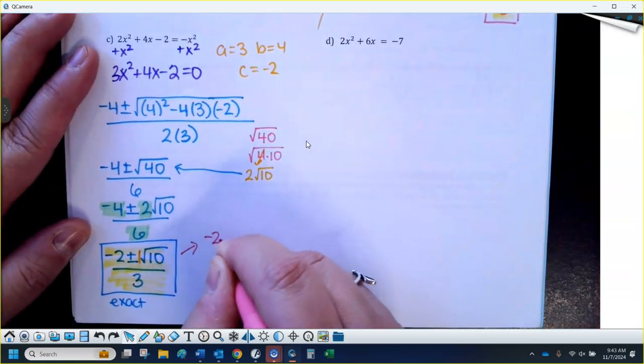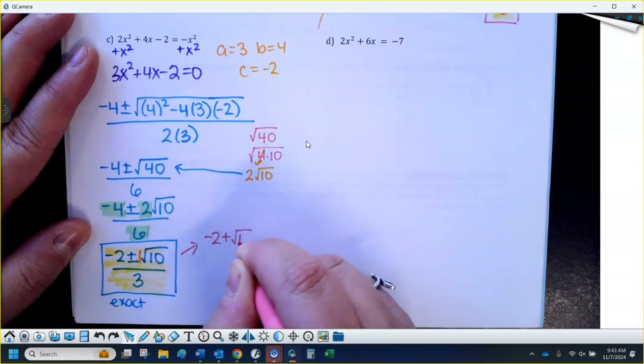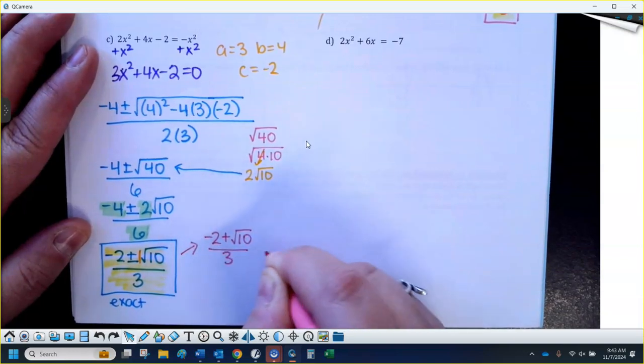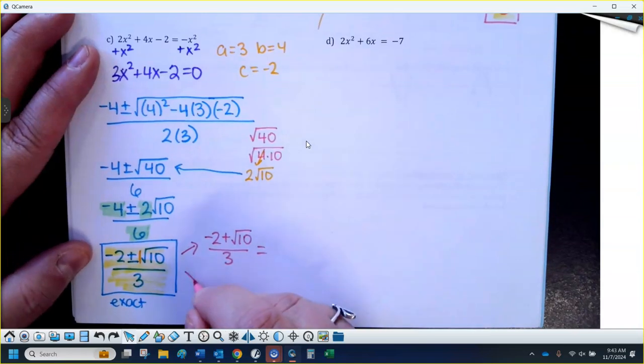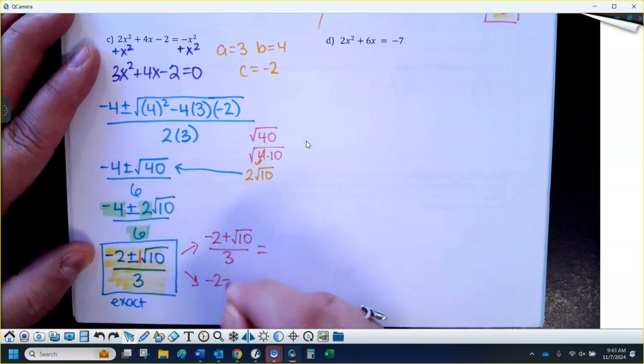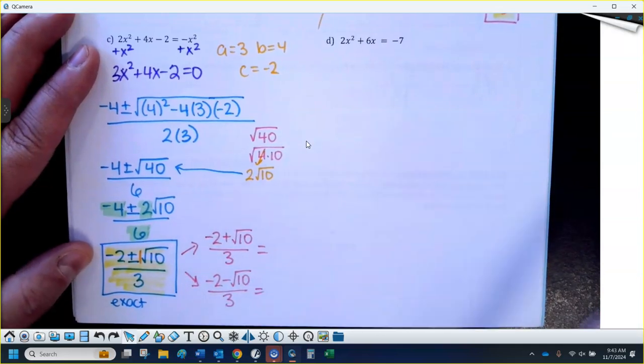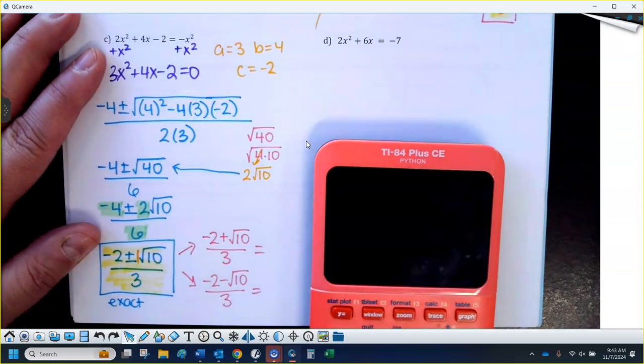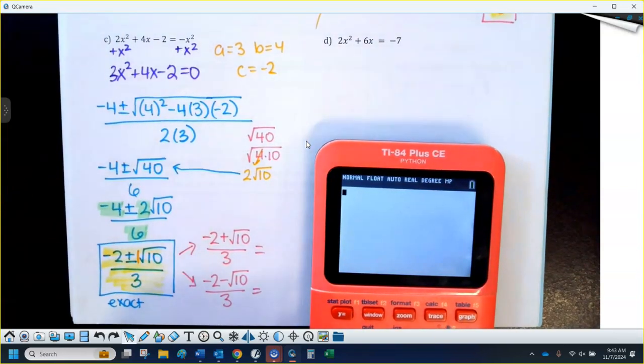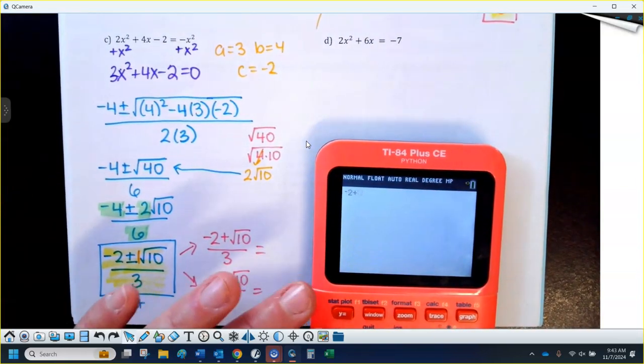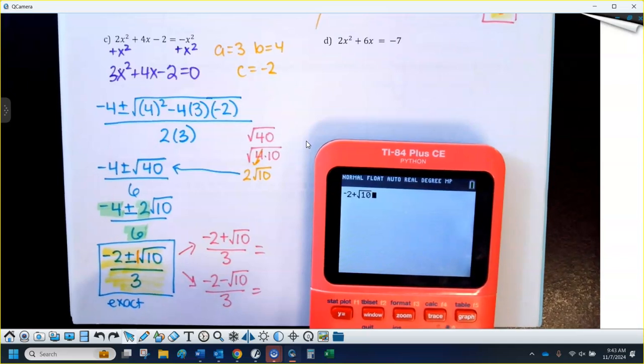So I'm going to do -2 plus the square root of 10, and then I'm going to divide that by 3. The other solution, we're going to do -2 minus the square root of 10, divide that by 3. Okay, now, this is important. And don't write this on your paper. So if I just do -2 plus square root of 10, and then I divide that by 3, this is not the correct answer.